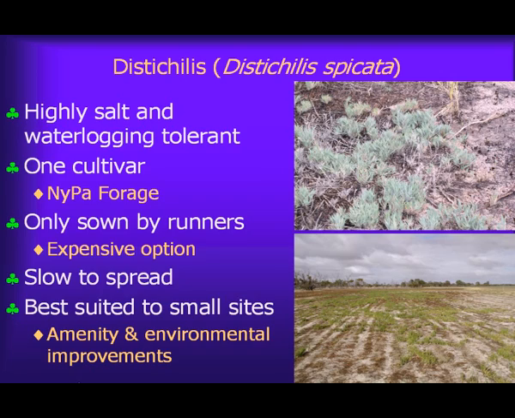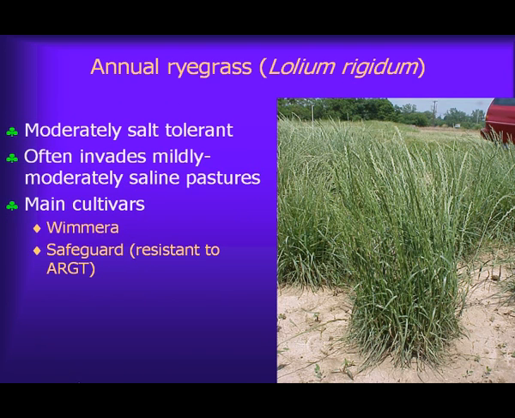In terms of the annual grasses, annual ryegrass is probably the best option for saltland pastures in low rainfall areas. It is in fact moderately salt tolerant and often invades into mildly and moderately saline pastures from surrounding paddocks. Wimmera is the original cultivar, but a more recent one is Safeguard, which has some resistance to annual ryegrass toxicity.